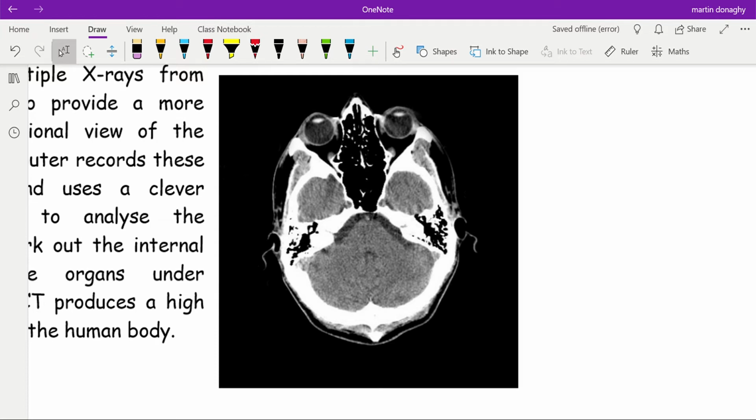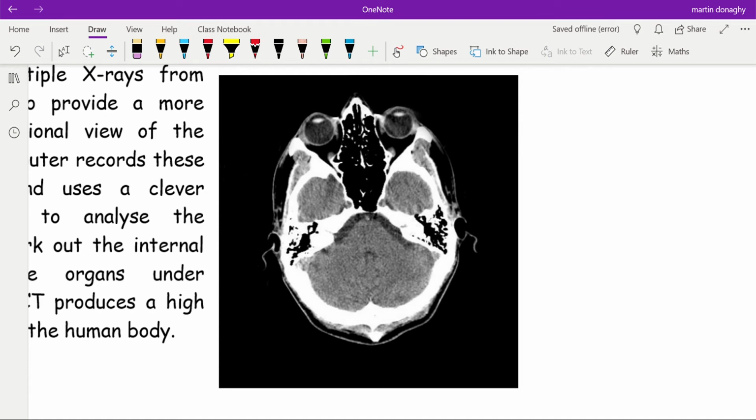What they allow you to do is to image a cross section through the human body. So it's like you've taken a slice and are looking down on it. If you look at this image, this is a CT image. It's essentially a slice level with the human eyes, a horizontal slice. So we can see the eyeballs in their socket, we can see the nose, but we can also see the brain as well.